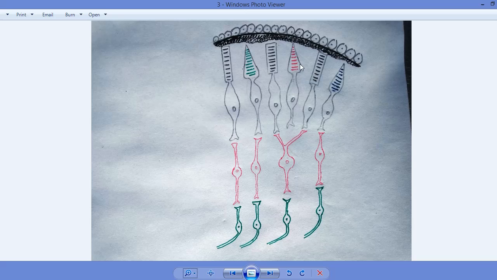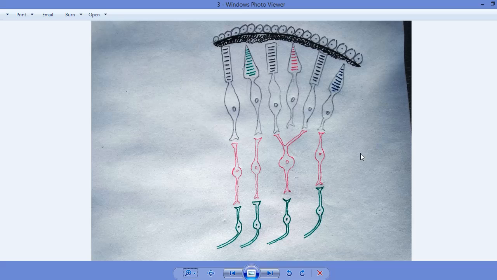If it falls on the rods and cones, that will activate some pigments inside the cones and inside the rods, and those pigments will be activated, and those pigments will initiate a signal. That signal will be transferred toward the bipolar cell, and from the bipolar cell that will be transferred towards the ganglion cell, and that signal in the form of action potential will be transferred through the axon of the ganglion cell towards the visual cortex of the brain.